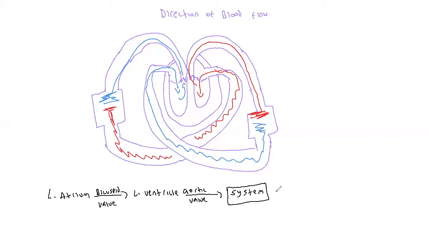Now from the system, it is going to loop around and it is going to go into the vena cava. From the vena cava, it is going to go through the tricuspid valve, and it is going to go into the right. See, I keep making mistakes. It's going to go through the vena cava, into the right atrium.